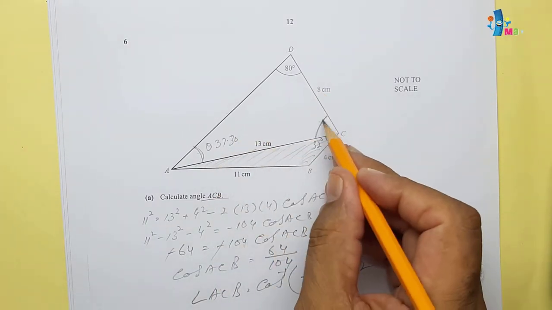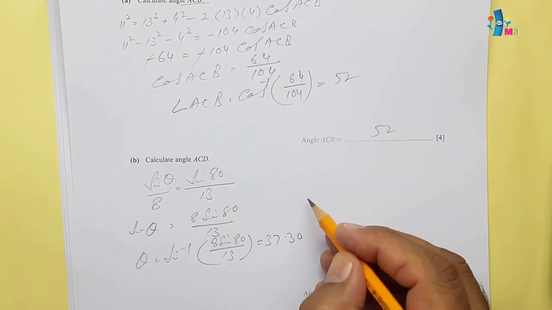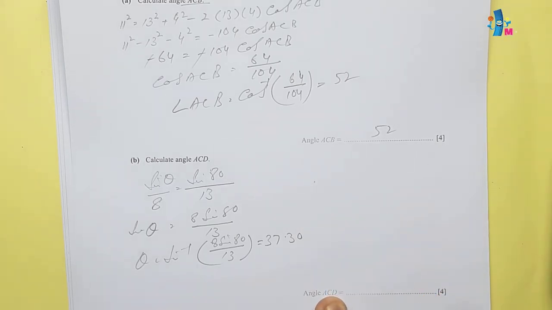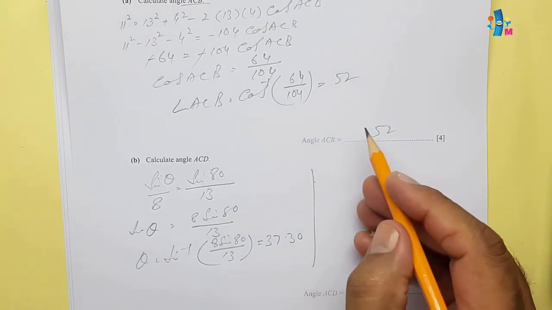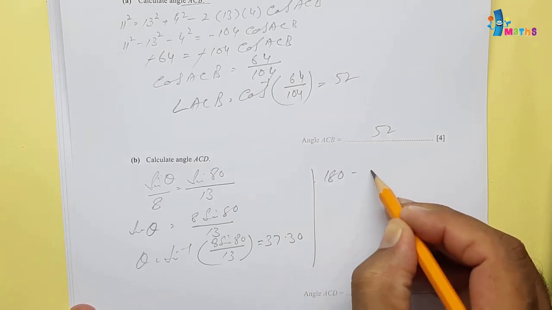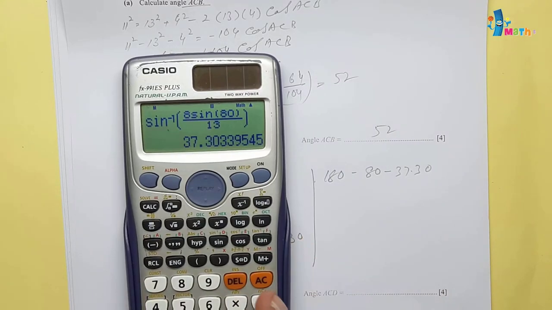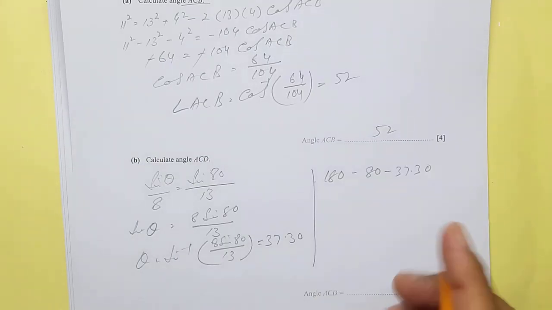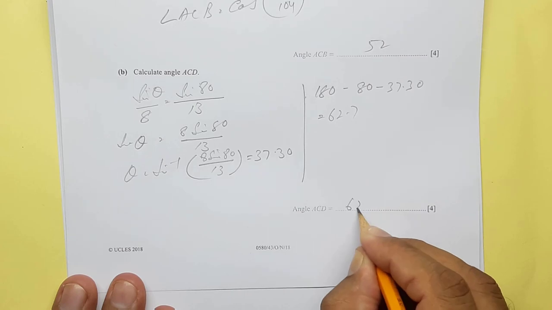We have two angles of this triangle. The third angle we can find: 180 minus two angles, one of which is 80 and the other is 37.30. So this will be 180 minus 80 minus 37.30, which will be equal to 62.7. So 62.7 will be our answer, which we write right over here: 62.7 degrees.